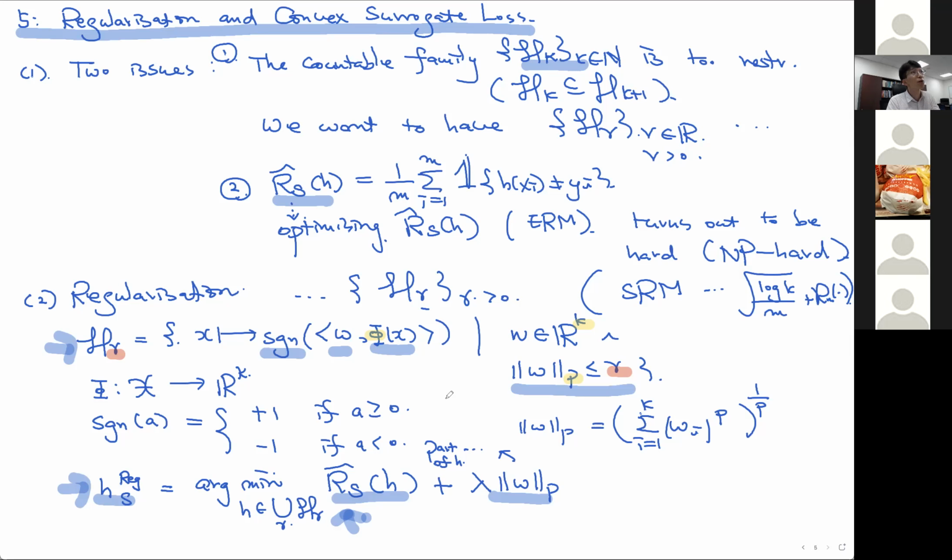Okay, so that's it for today. Next time we will talk about the convex surrogate loss and then solve some exercises in chapter 4.